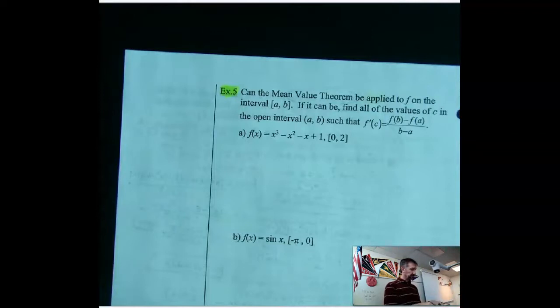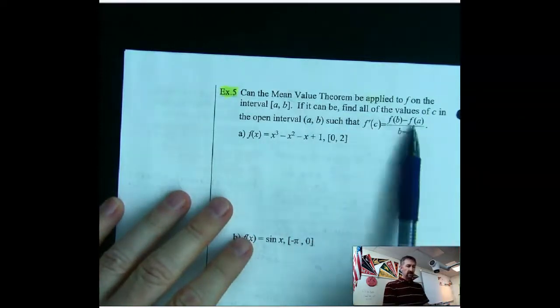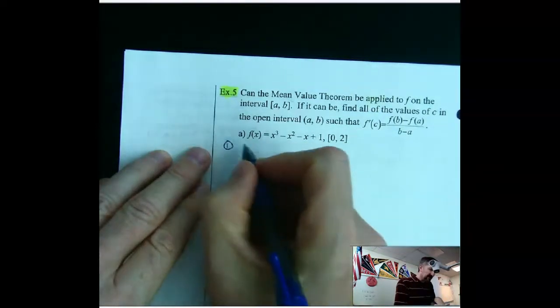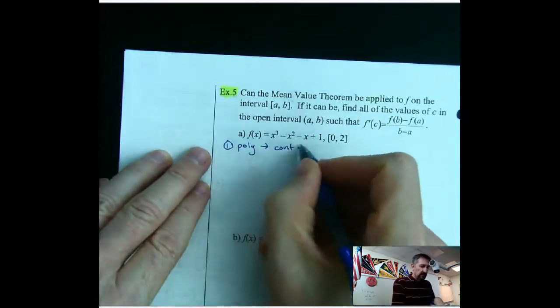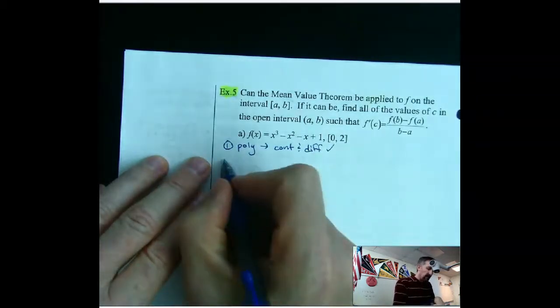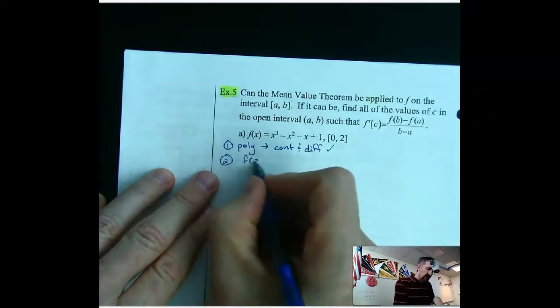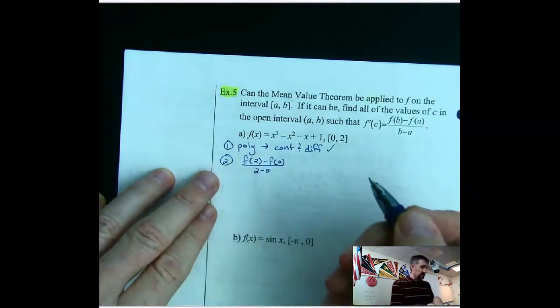So, can the mean value theorem be applied to f on the interval from a to b? If it can, find all the values where the derivative equals that slope between there. So first of all, it's a polynomial, which means it's continuous and differentiable. So that's good. Now, number 2, what we need to do is find the slope. So what we need to do is find f of 2 minus f of 0 over 2 minus 0.